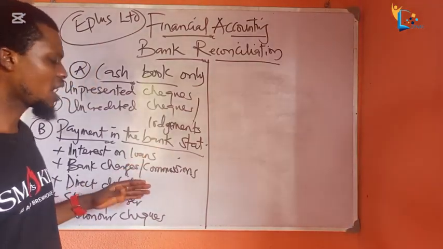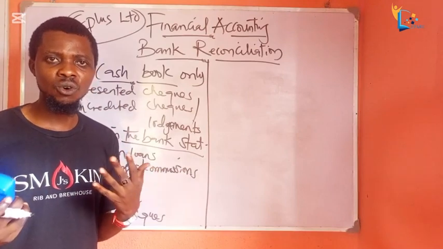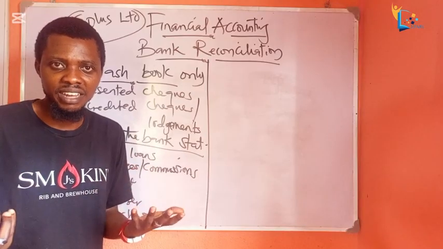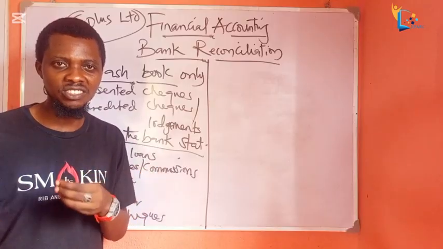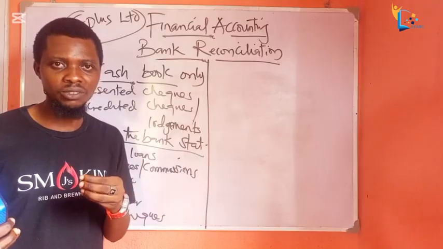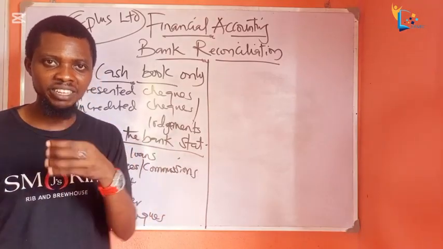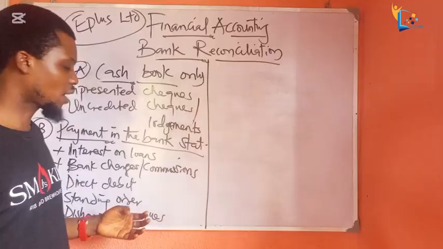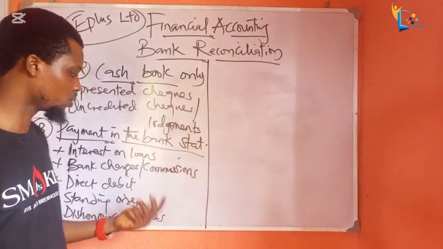Then we have bank charges. For some of us, sometimes you just get an alert on your phone: ATM maintenance, ATM fee, all those small charges. That's what we are trying to talk about here. Those little charges you're being debited for are bank charges or commissions, okay? Now they must have debited your account, meanwhile you have not credited your cash book with the same.